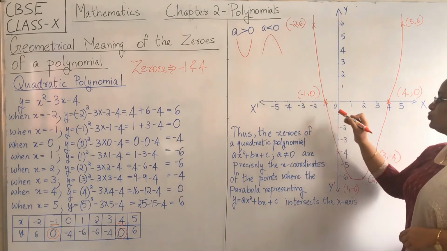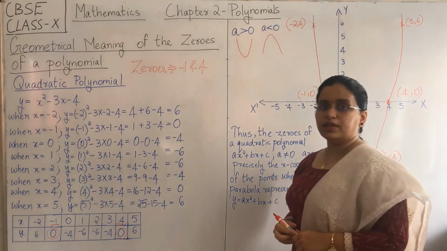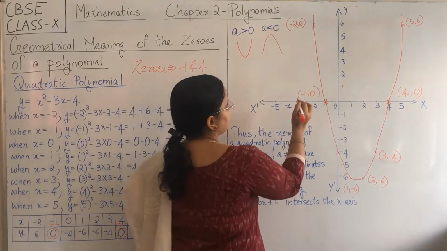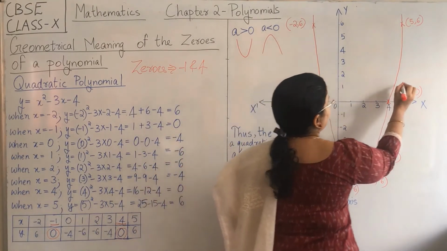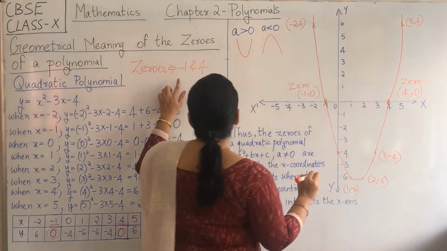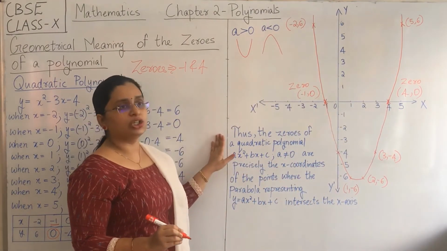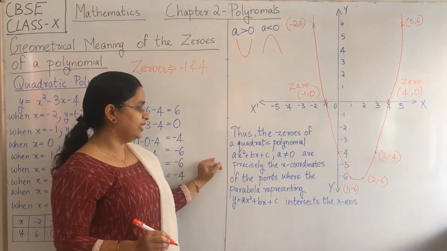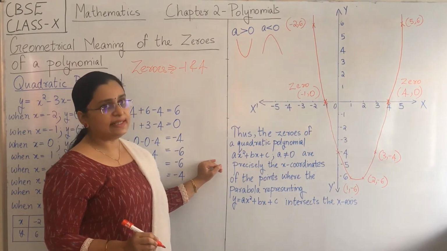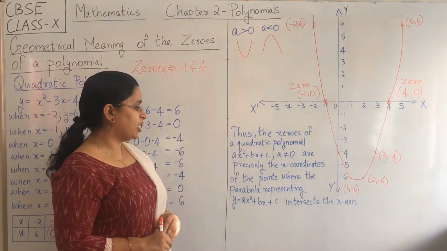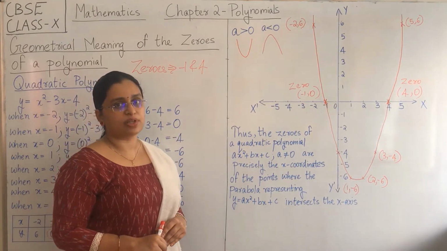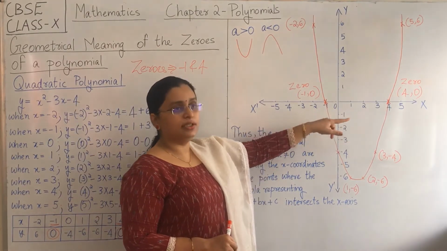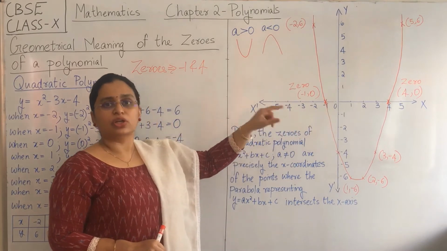That is at -1 and 4, right? It meets the x-axis at -1 and 4. So here this is a zero, this is another zero. Here also we got the zeros as -1 and 4. Thus we can conclude that the zeros of a quadratic polynomial ax² + bx + c, where a is not equal to 0, are precisely the x-coordinates of the points where the parabola representing y = ax² + bx + c intersects the x-axis. So here it intersects the x-axis at these 2 points, and these are the zeros of this particular polynomial.